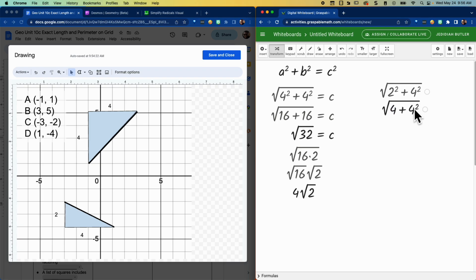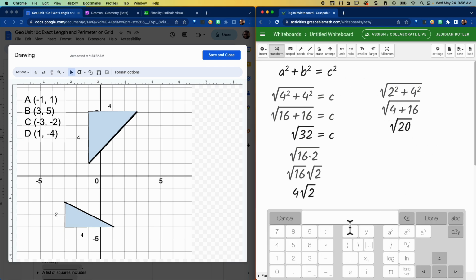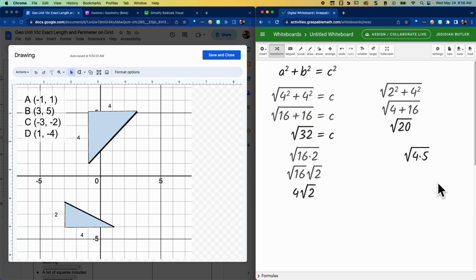And as I work my way through this, I can square each of those numbers, make it equal to square root of 20. Now I need to figure out what two numbers multiply to 20. Well, square root of 4 times 5 should work.